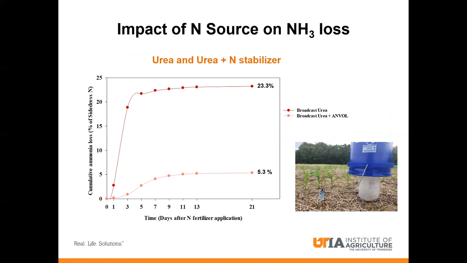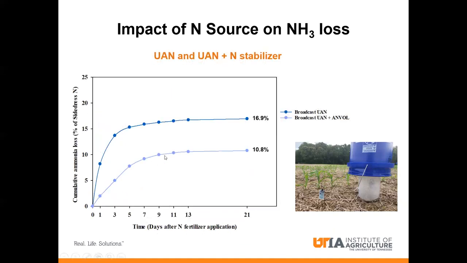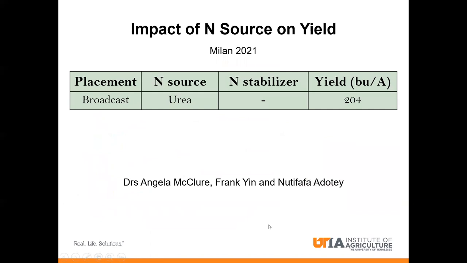So I just want to throw this in there. Whenever we added a nitrogen stabilizer to urea, we treated it with ANVOL, which is by Koch Agronomic Services. We saw a significant reduction in ammonia loss from 23% to 5.3%. And when we treated the liquid UAN with that same nitrogen stabilizer, we saw ammonia loss reduced from 16.9 to 10.8%.